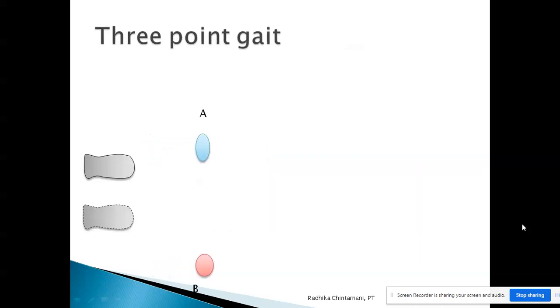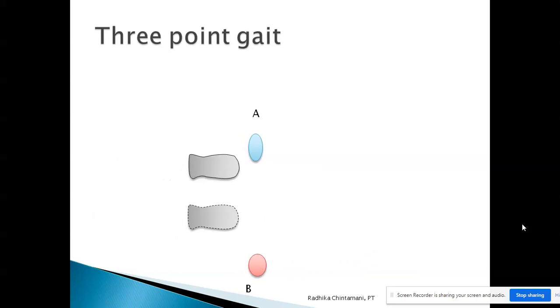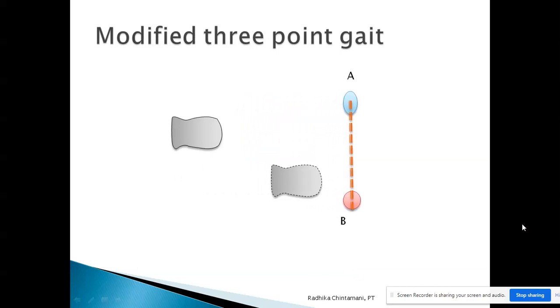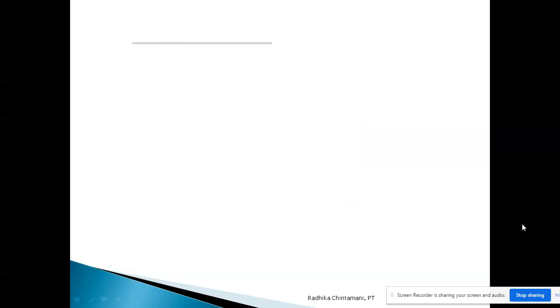Coming to 3 point gait. Both the crutches are taken forward, followed by the bad leg, and then followed by the good leg. So this is nothing but your 3 point gait system. Coming to modified 3 point gait, this is the last one. Both the crutches along with the imaginary line are taken further, coming to the bad leg, which is weight bearing partially, and then full weight bearing by the good leg. So this is your modified 3 point gait system.